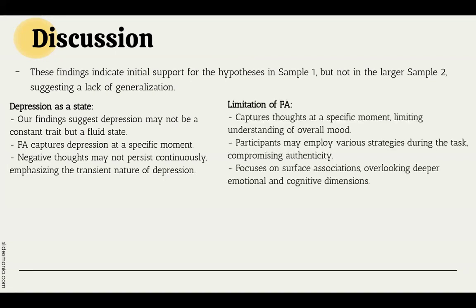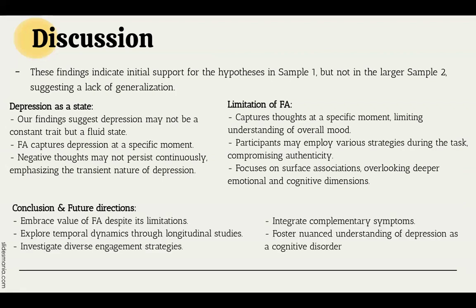And the second limitation is free association, because, like I said previously, it captures our thoughts at a specific moment, which may limit our understanding of the overall mood of the participant. And there's also one thing that could impact free association, which is strategies being used during the task. For example, participants with depression may choose to describe their environments rather than really delve into their negative thoughts, which may be very dark. So they might try to protect themselves from all these negative mindsets, which has an impact on our results. And I think that the type of association I'm using, which only looks at words rather than sequences or really trains of thought, may be overlooking deeper emotional and cognitive dimensions of depression.